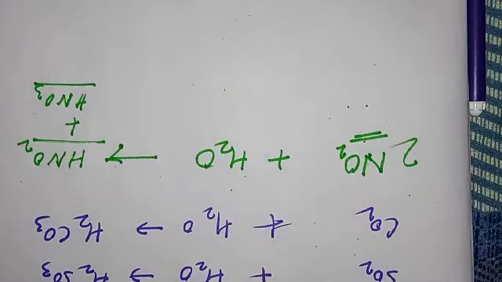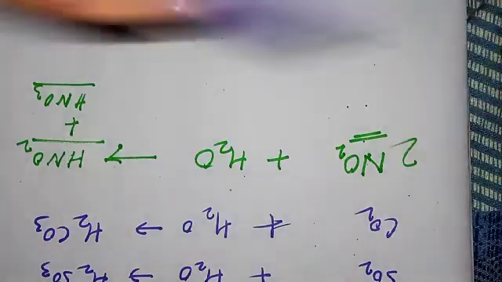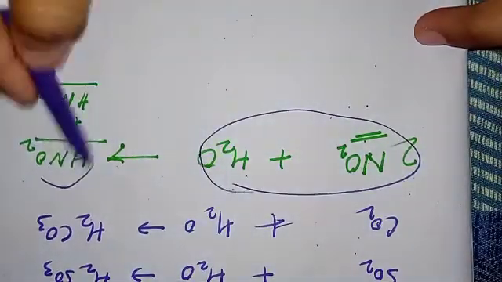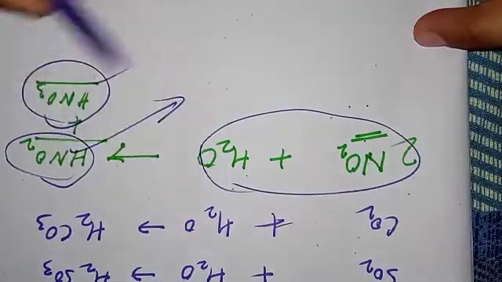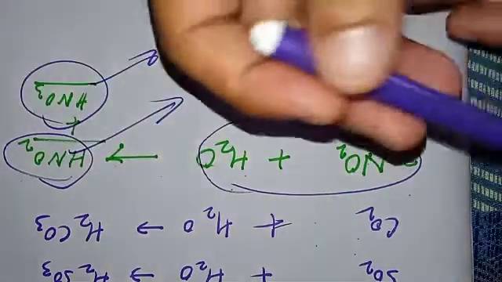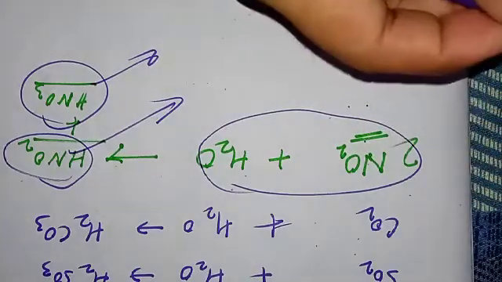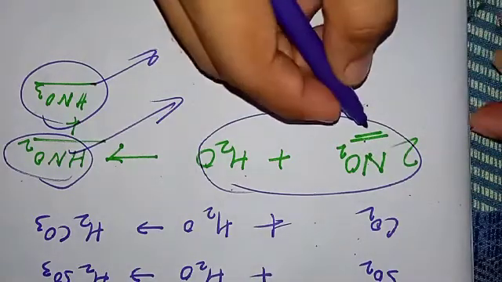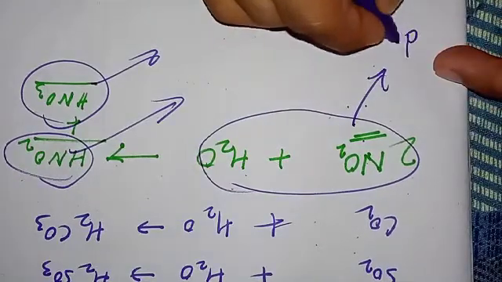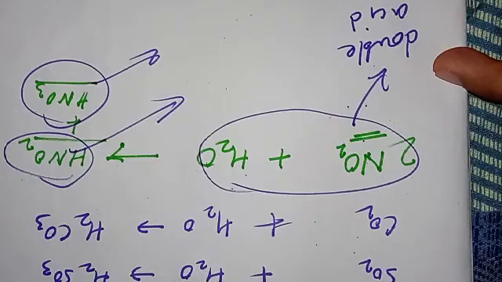So the interesting thing about this reaction is that when NO2 reacts with water, it gives you two acids simultaneously. One is nitric and the other is nitrous. That is why NO2 is called a double acid anhydride.